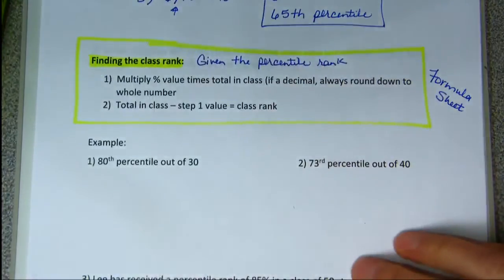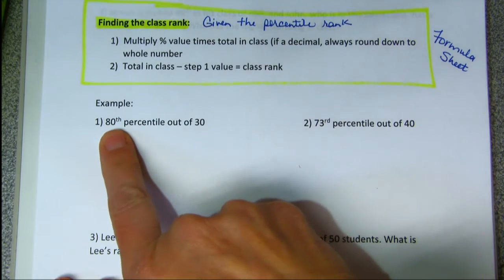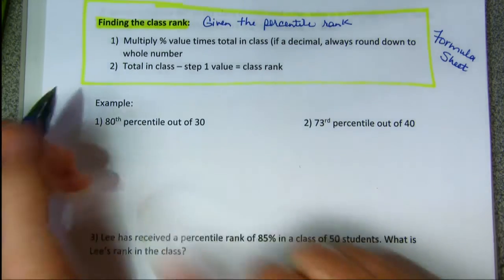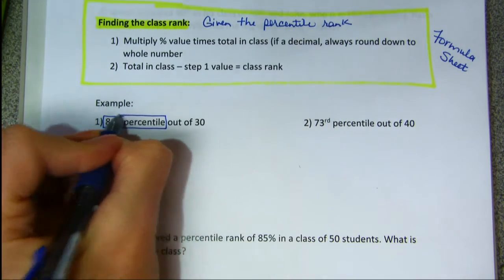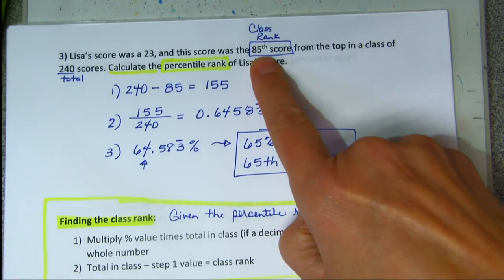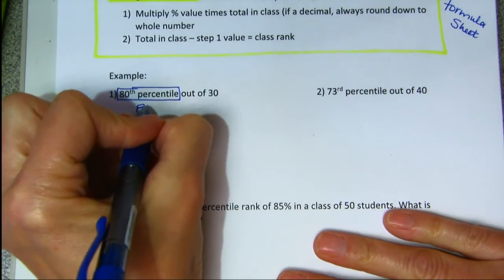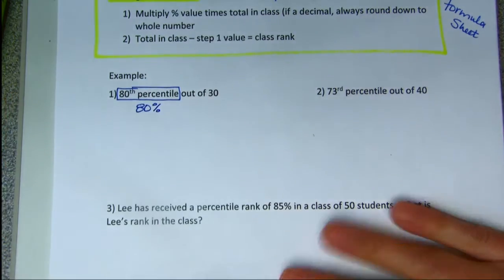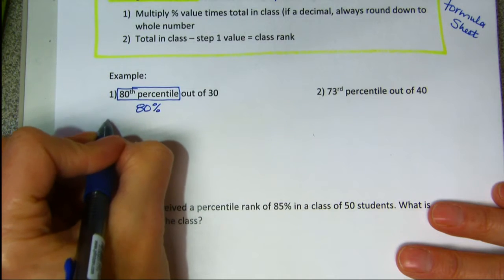So I'm going to come down here. And how do I know that they give me the percentile? Because look, it says 80th percentile. So this right here, because it says it's the 80th percentile, whereas this said the 85th score. That's the difference here. Since it says the word percentile, I know this is like 80%. Okay? All right, so step one.